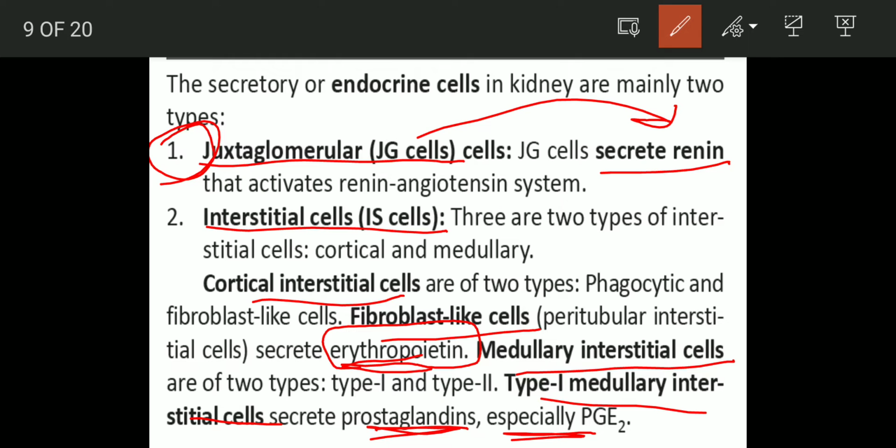So we have discussed erythropoietin. We all know that the interstitial cells secrete prostaglandins, especially prostaglandin E2. But today we'll be discussing the juxtaglomerular cells, that is, renin, and the renin-angiotensin system. I have a very beautiful flow chart, one of the best I've come across after reading so many books, so I'll be sharing this.